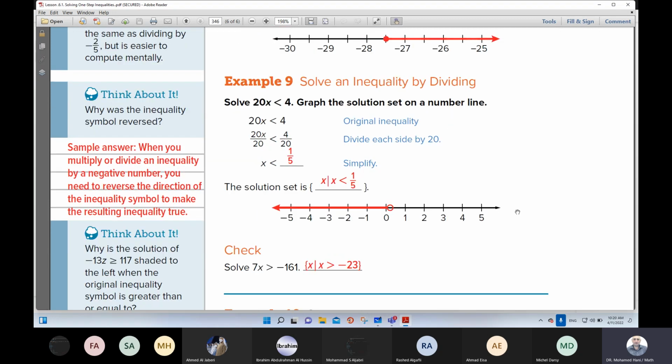Then we can draw the number line. And 1 over 5 is between 0 and 1, in the first part here. And we use an open circle because we don't have equal in the sign. And x less than means the direction to the negative side.